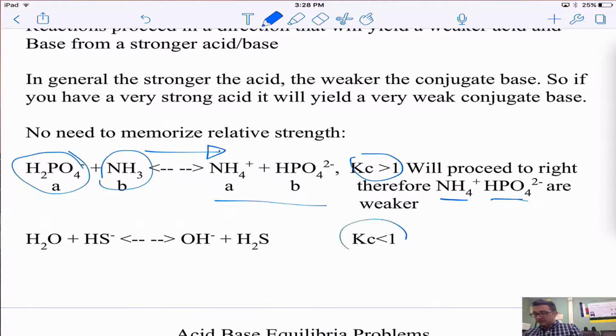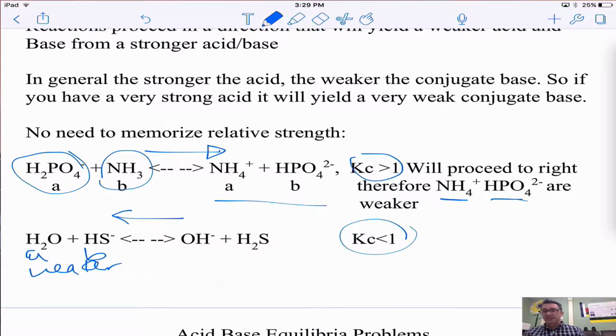Here we have Kc less than 1. Well, we can identify that the reaction is going to proceed to the left, and so these are going to be our weaker ones. Now we just have to figure out which one's the acid and which one's the base. H2O is donating, so it's going to be the acid, and HS- is accepting, so it's going to be the base. And that makes sense, since H2O is a weaker acid than H2S, hydrosulfuric acid, and HS-, hydrogen sulfide, is weaker than hydroxide. So we get that idea from this.